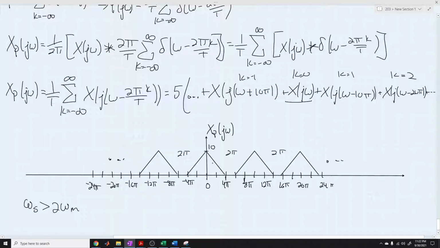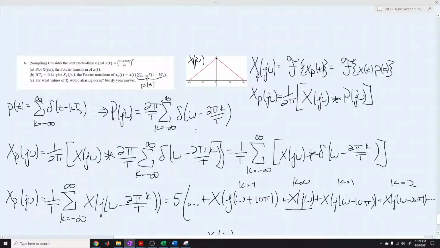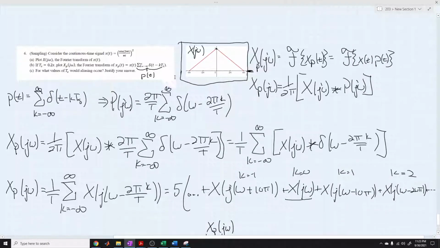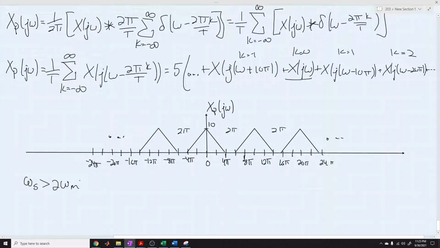We can look right here and see that if we single out X of j omega, what's our maximum frequency in this? Our maximum frequency is 4 pi, because this is the frequency domain. So this is the frequency axis, and we can see that's 4 pi. So the sampling frequency must be greater than 2 times the maximum frequency in the signal. So omega sub s must be greater than 2 times 4 pi, which is equal to 8 pi.